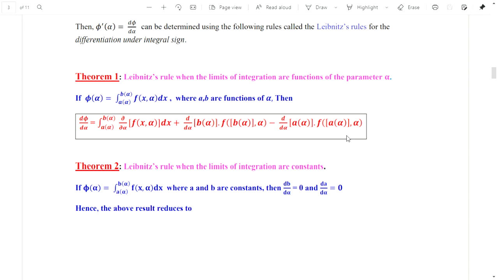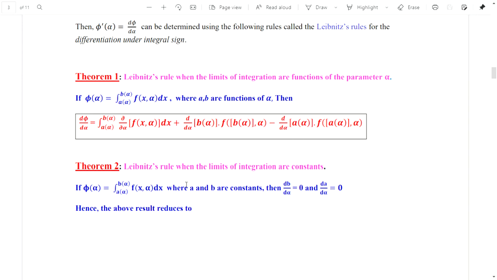Now the second one is if the limits of the integration are constants, those are not in terms of alpha, then what happens? That is, if a of alpha is a constant and b of alpha is a constant in this formula, then d by d alpha of this will become a constant. So d by d alpha of a constant is 0. So this entire term will become 0 minus d by d alpha of a of alpha.